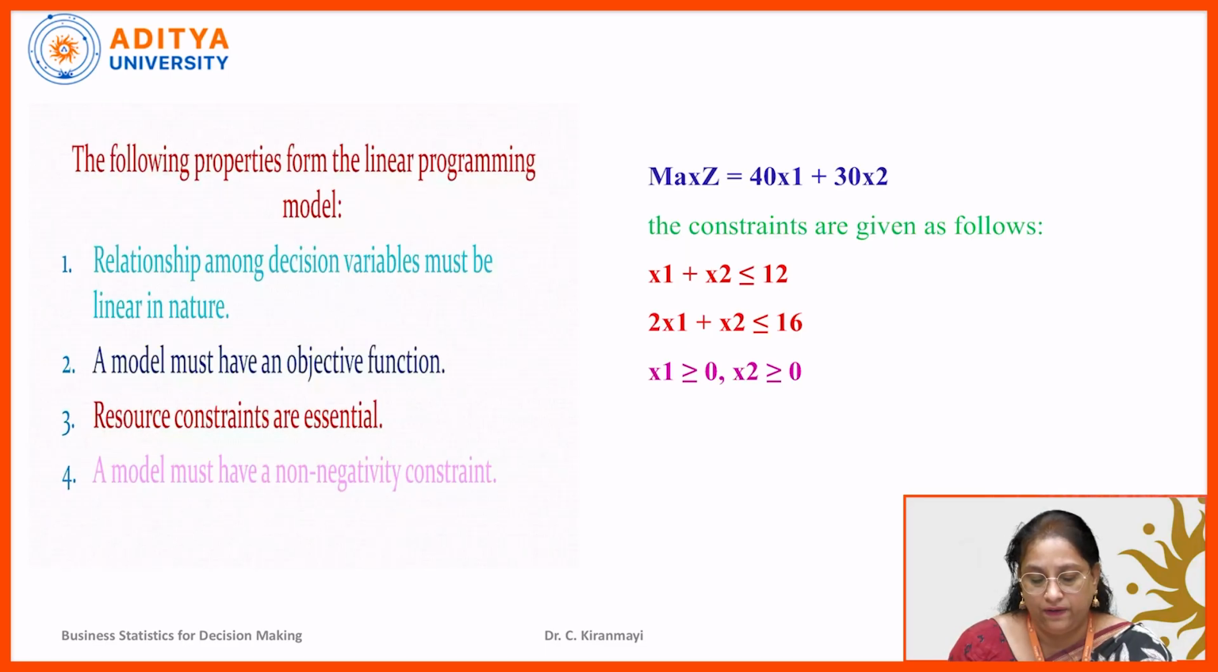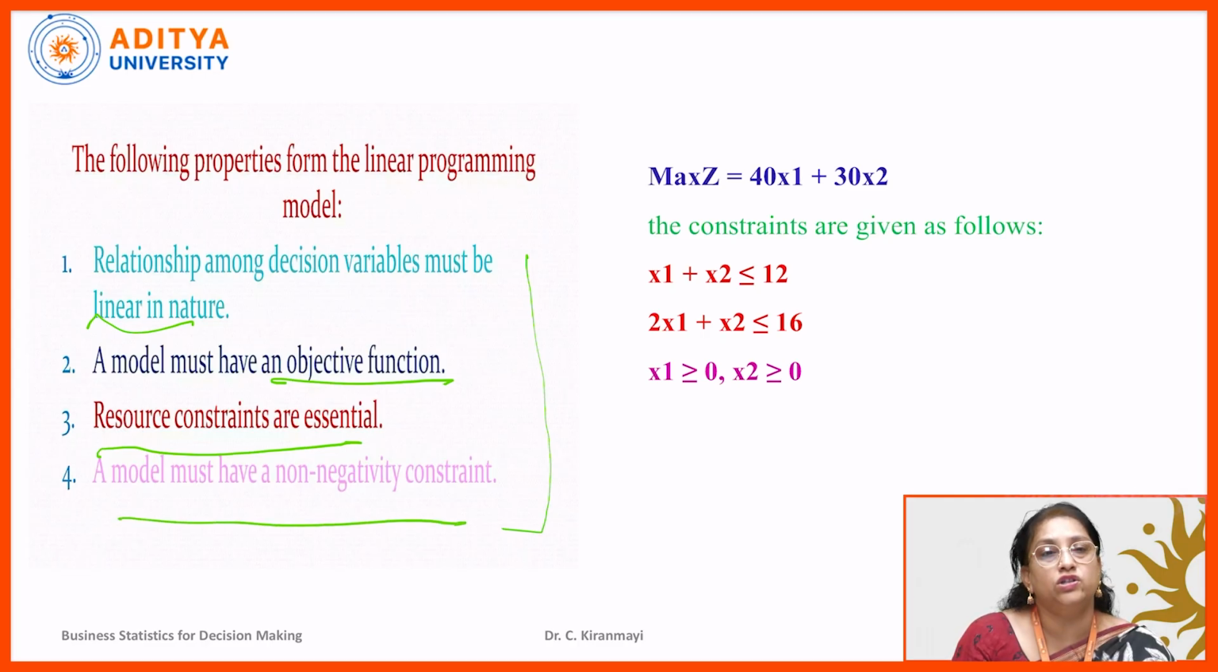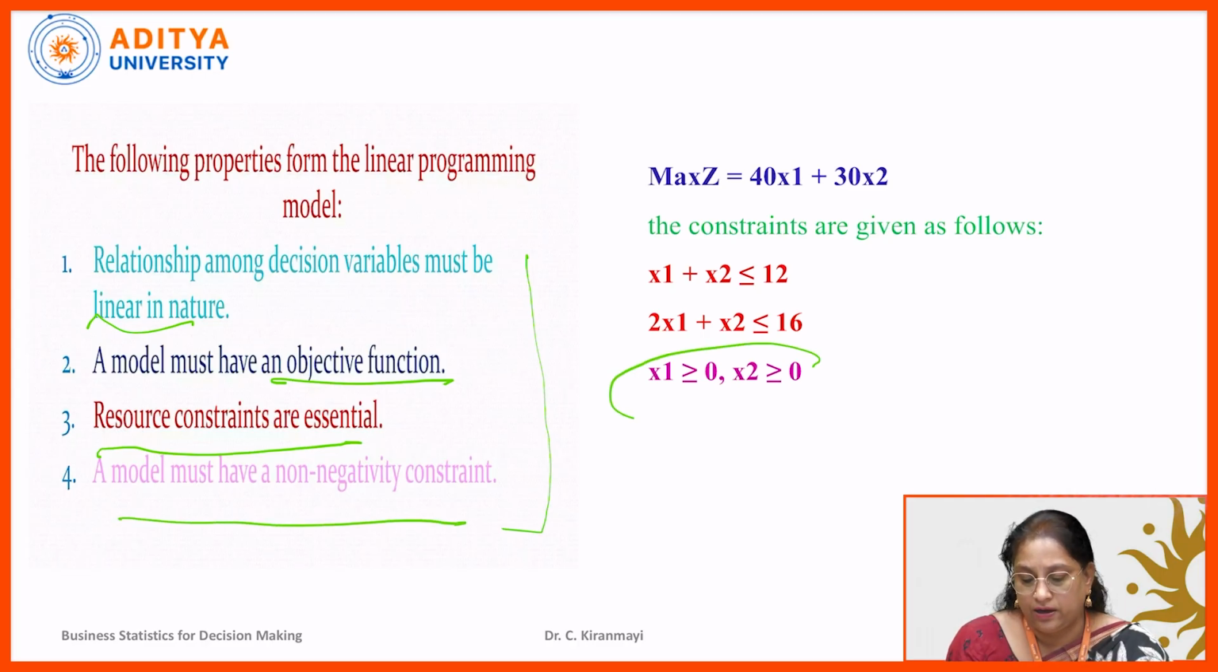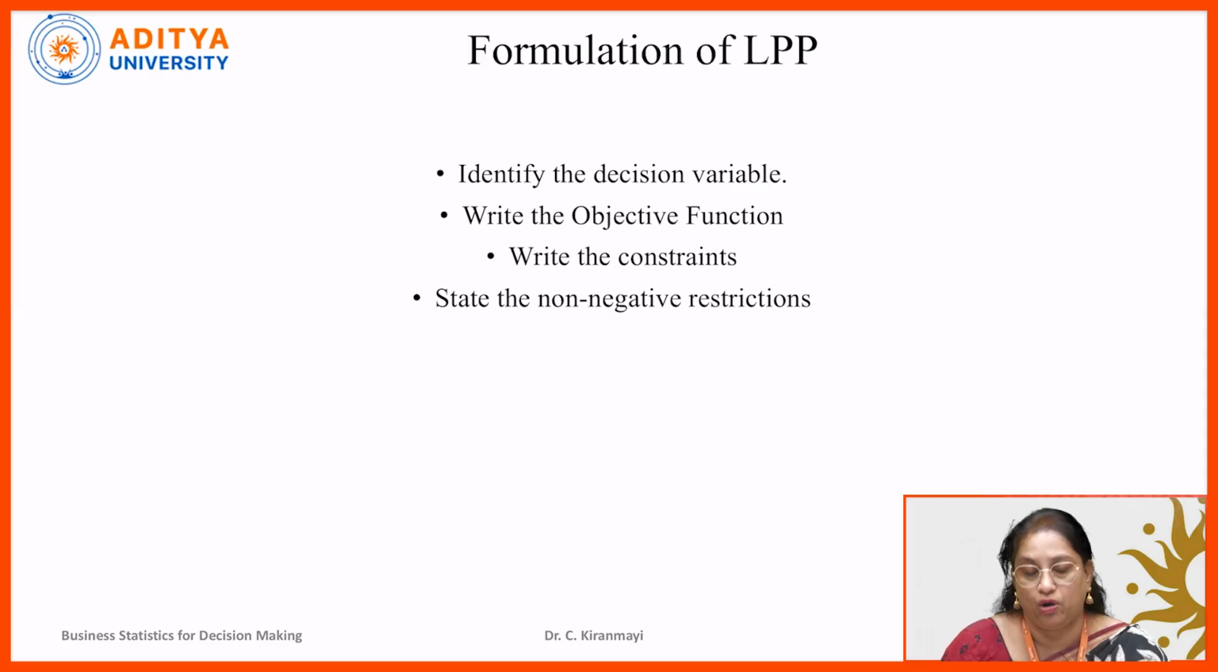And these are the various components of linear programming. There should be a relationship between the decision variables, and the relation should be linear in nature. There should be an objective function, there should be constraints, and the model should have non-negative constraints. These are the prerequisites required to form a problem as a linear programming problem.